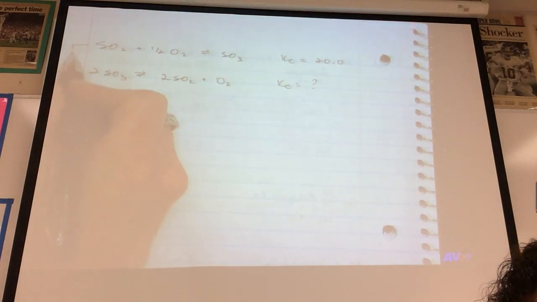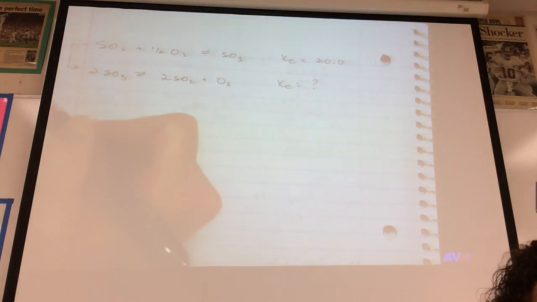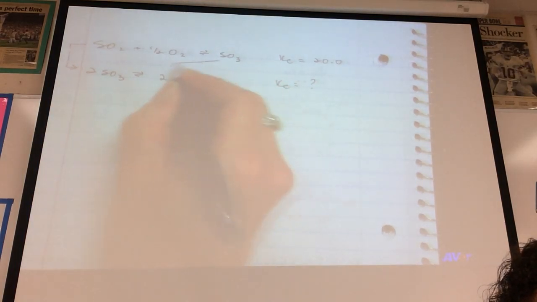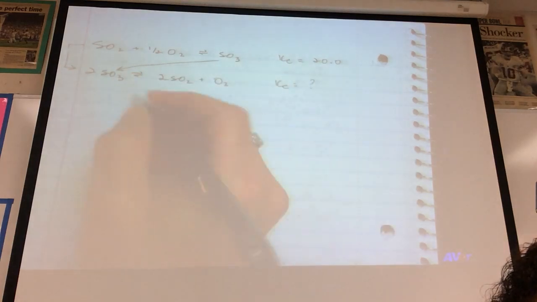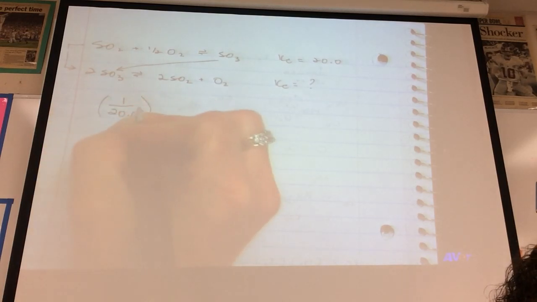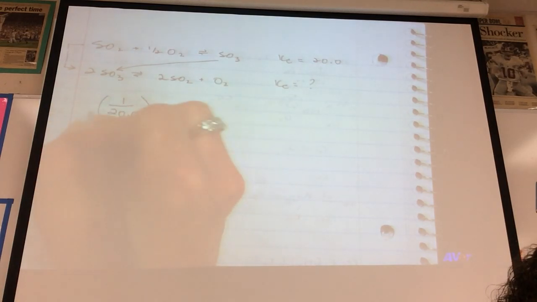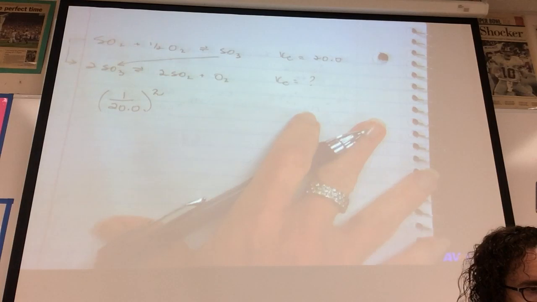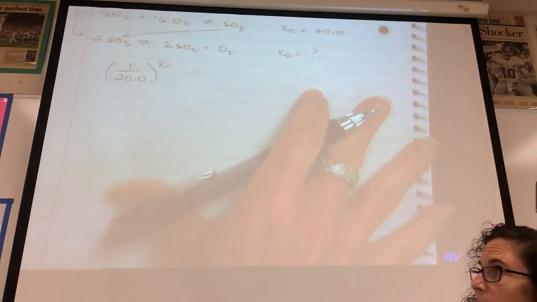So to go from here to here, what did I do? I multiplied by 2 and I flipped. So whatever my Kc was, I'm going to do 1 over that quantity, and then I multiplied by 2. So should I multiply this by 2? No, you square it. And now one of the kids was like, how do you do that without a calculator?